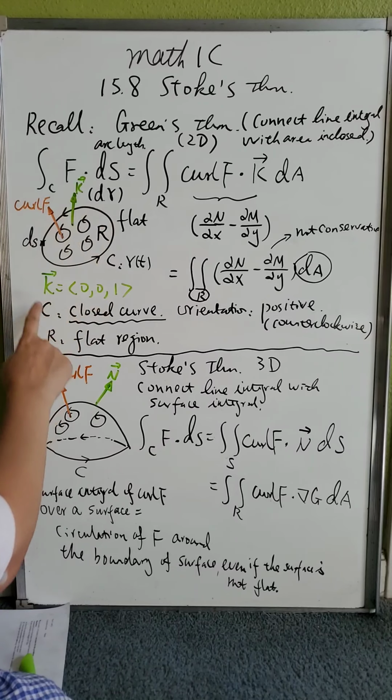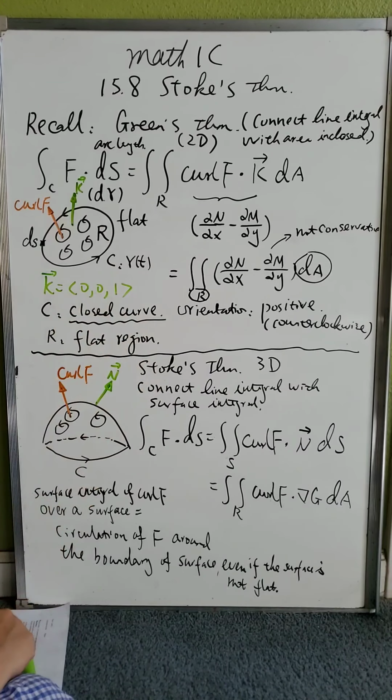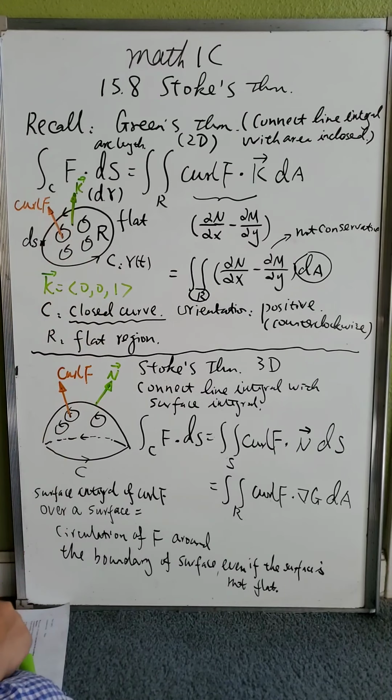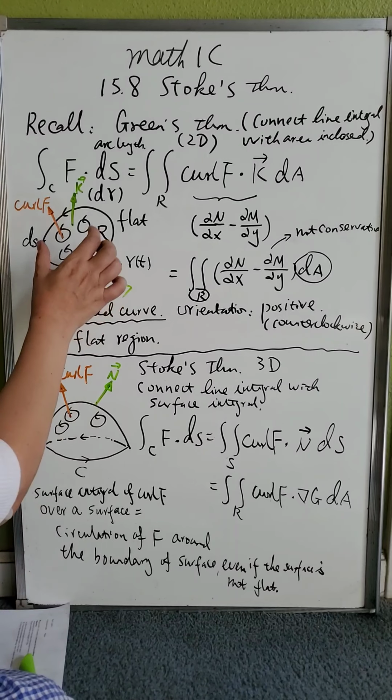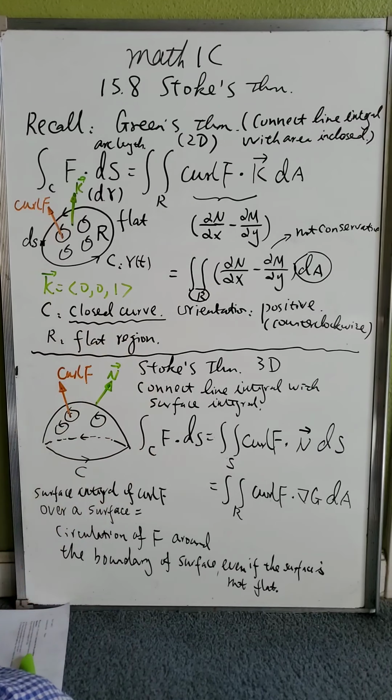This is C, which has a smooth, closed curve. Smooth means they can be piecewise smooth, okay? We did some problems that were piecewise smooth. And R is the flat region, so I mentioned that. So that's basically Green's theorem.